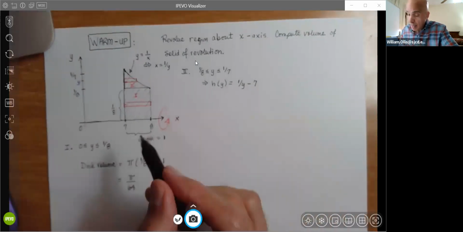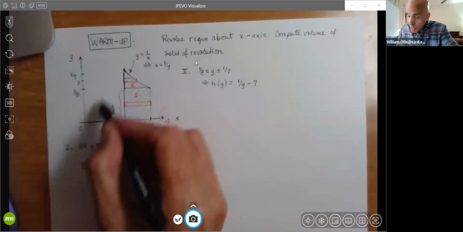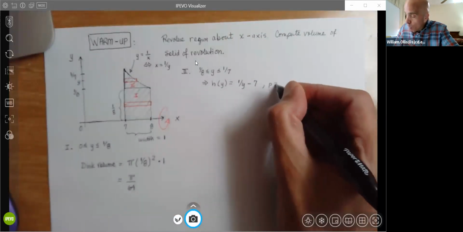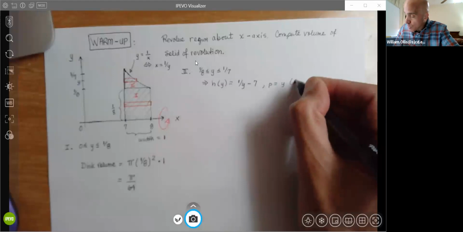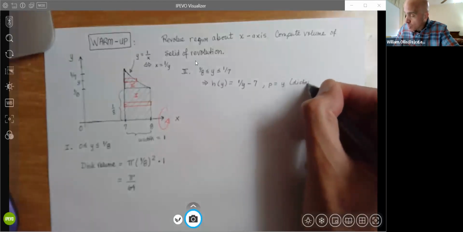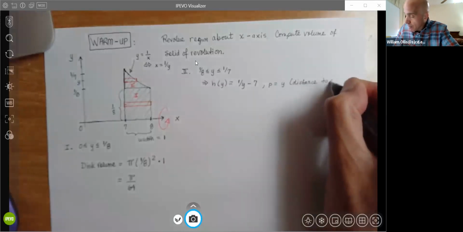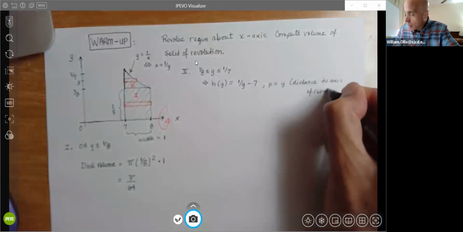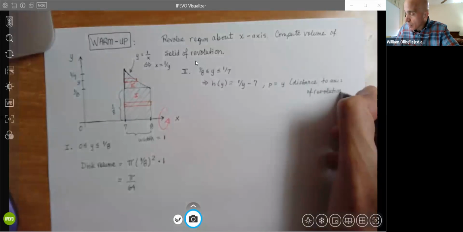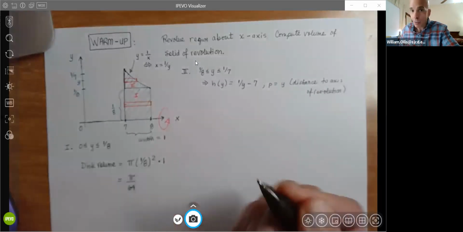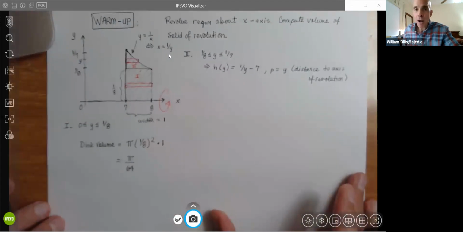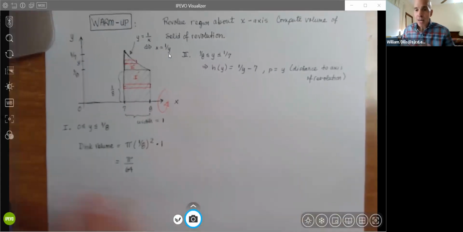Now, again, we pick the y here, so the distance to the axis of revolution, p, is just what? Y. So this is distance to axis of revolution, like we do with surface area. So you can see when you do the disk method with this, you're gonna say, wow, I would never do this. But what I want to do for this particular problem is just give you an example.